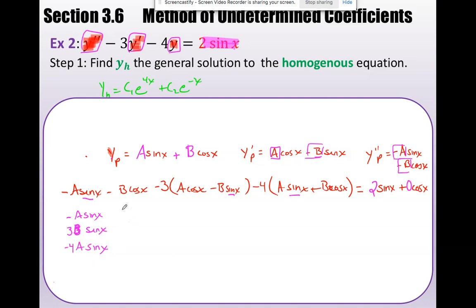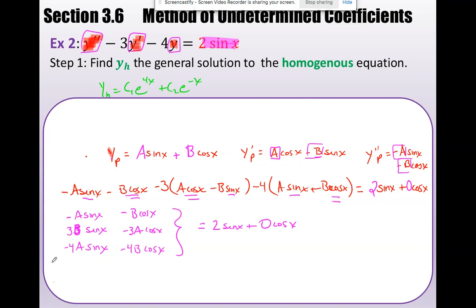What do you have for cosine? So I have a negative b cosine x. I have a negative 3a cosine x. And I have a negative 4b cosine x. And those, if I lay them out all in one line, they're supposed to equal 2 sine x plus 0 cosine x.